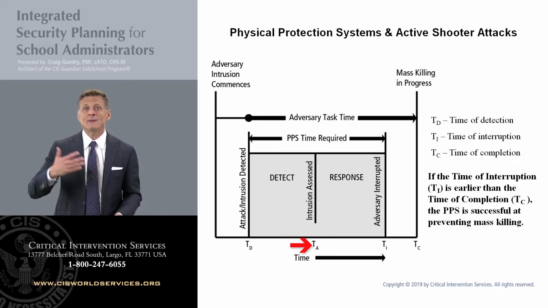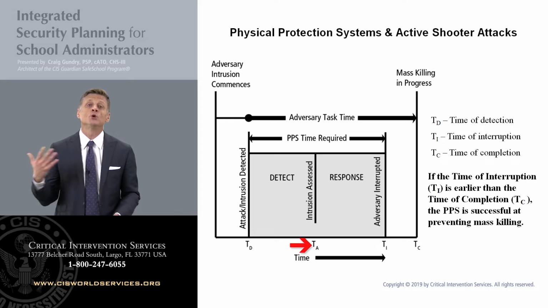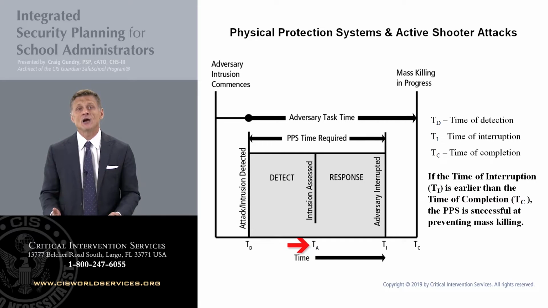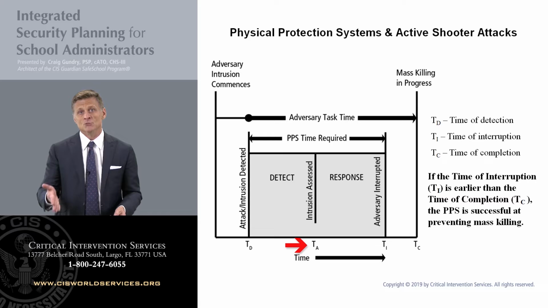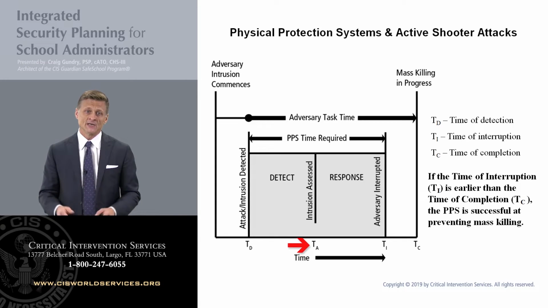Then there is the dispatch of those officers and their deployment, travel time, to the actual scene, and then once they arrive on scene, identifying the location of the, in this case, adversary, the attacker, and then moving to that individual's location capable of neutralizing that adversary. And that is represented by the letters TI, time of interruption.